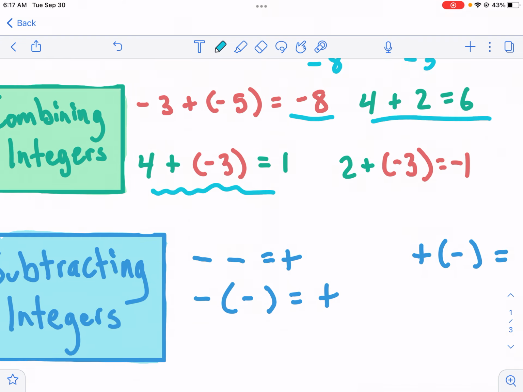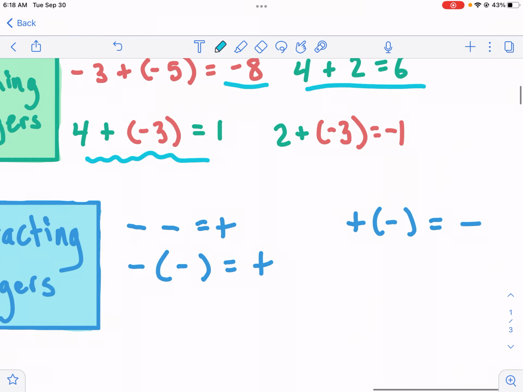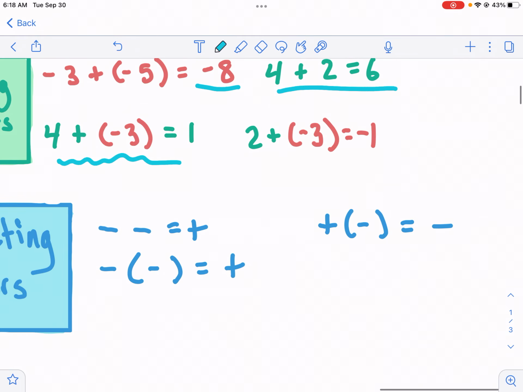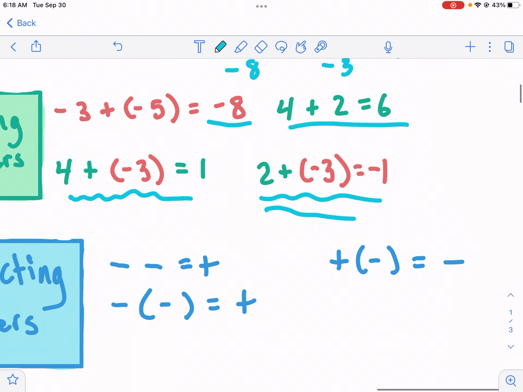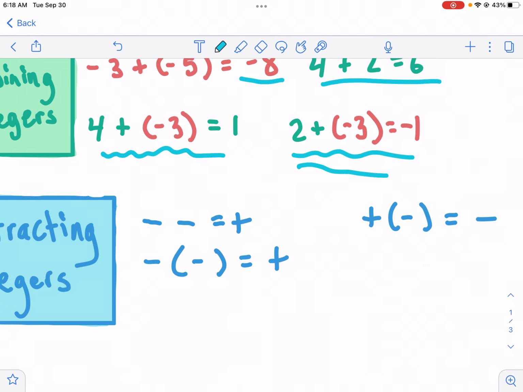So 4 plus a negative 3 is going to be a positive 1. Notice how the 4 became smaller because the negative is like on the other team and it drags down the score of the positive. But the answer is positive 1 because the positive was bigger. But in this case right here, we have 2 plus a negative 3. The negative is bigger this time, so the answer will be negative. And that's how it works. So same sign, whether it's positive or negative, you're going to add the numbers, and different sign, positives and negatives together, you're going to subtract and keep the sign of the larger number.